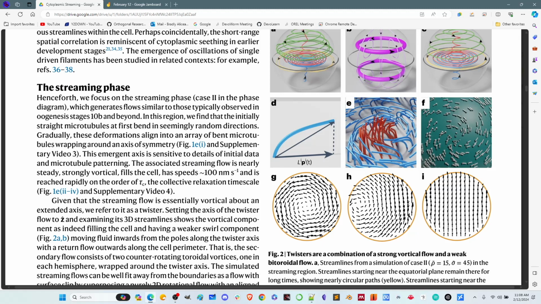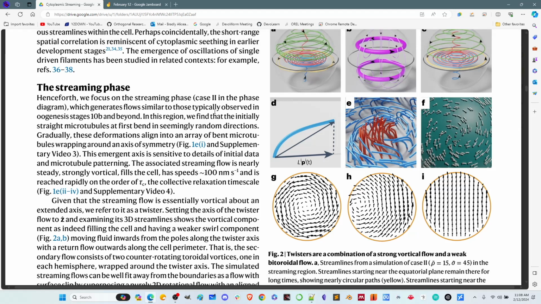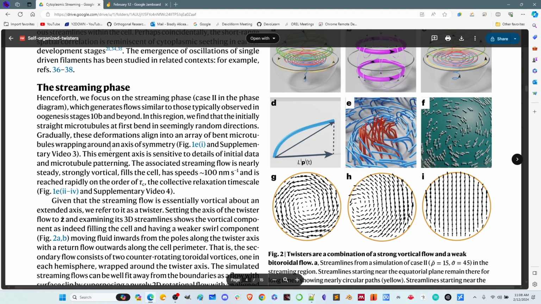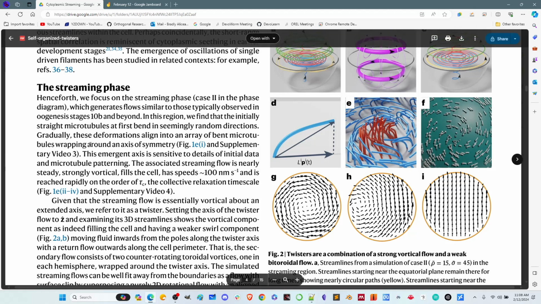And so they characterize the streaming phase and they characterize the twisters. So the twisters are global phenomena or consequences of the streaming phase. So henceforth, we focus on the streaming phase, which generates flows similar to those typically observed in oogenesis, stage 10b and beyond. In this region, we find that the initially straight microtubules at first bend in seemingly random directions. Then gradually they align into an array of bent microtubules wrapping around an axis of symmetry, which you can see here in G.